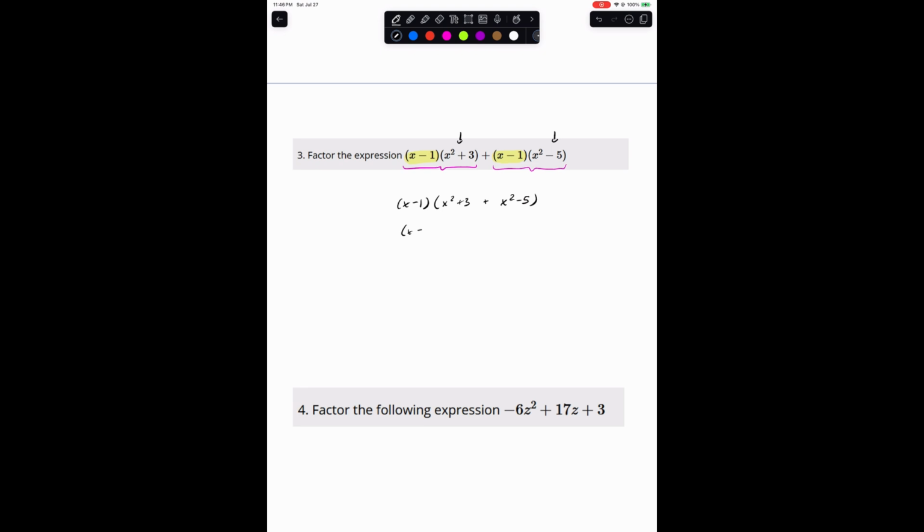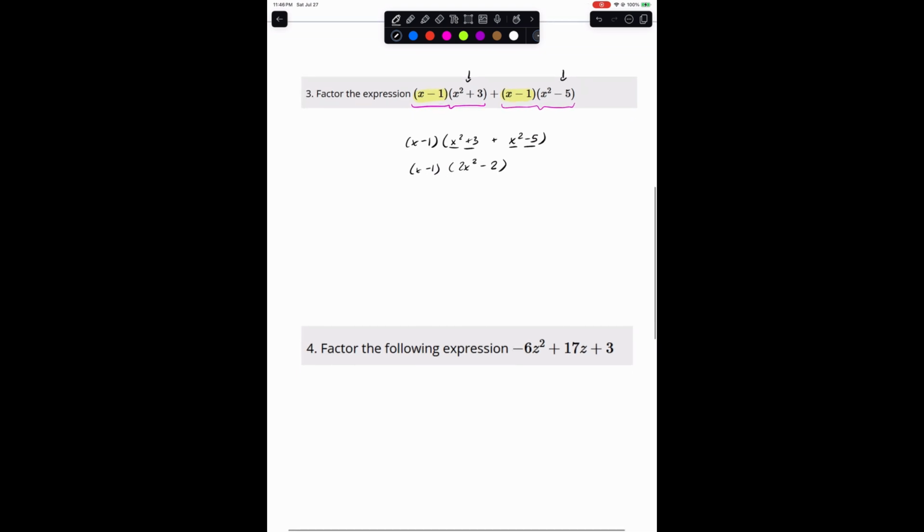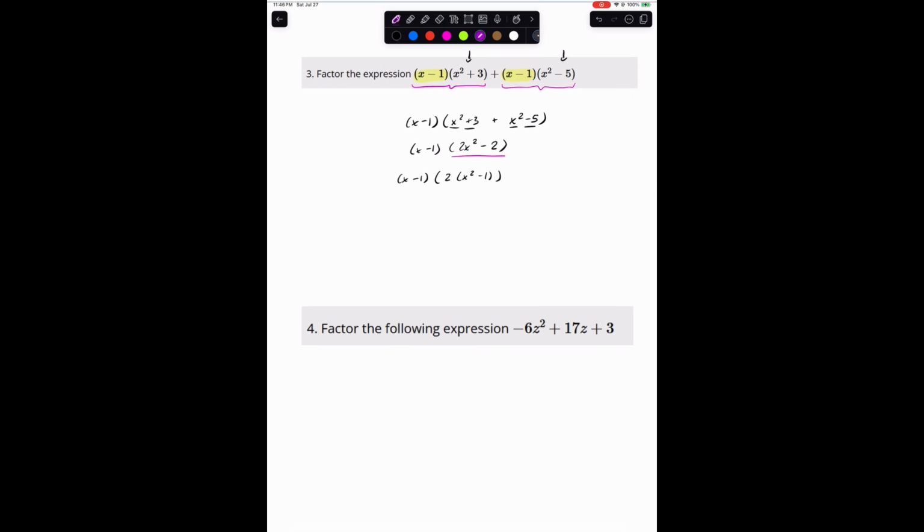So that is x minus 1 times 2x squared, combining these together. And then combine plus 3 and negative 5, so it's minus 2. Now, from this one, we can factor it out a little more: x minus 1 times 2 times x squared minus 1. I'm going to bring this out to the front so I have some space. So 2, x minus 1, x squared minus 1.